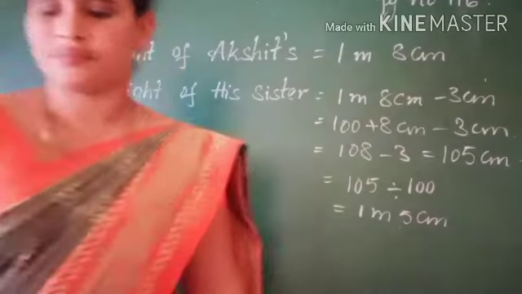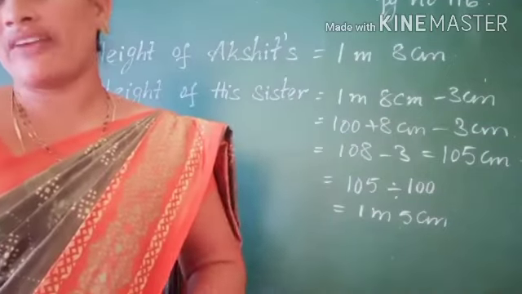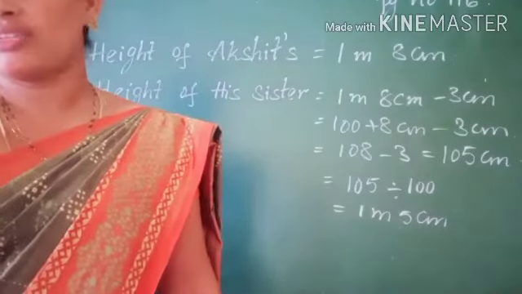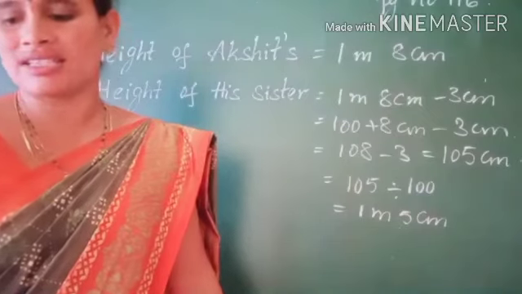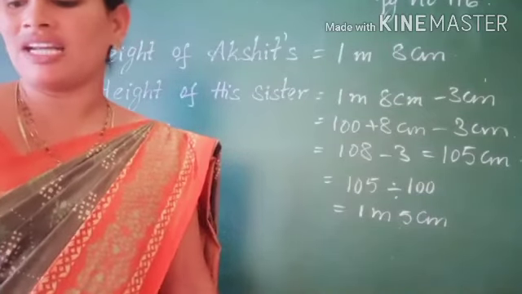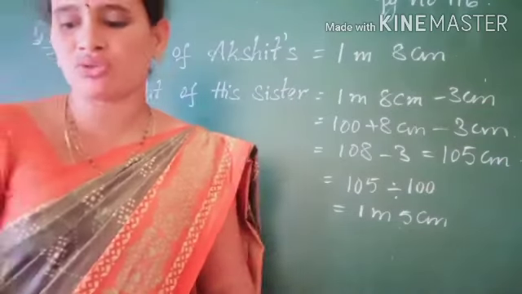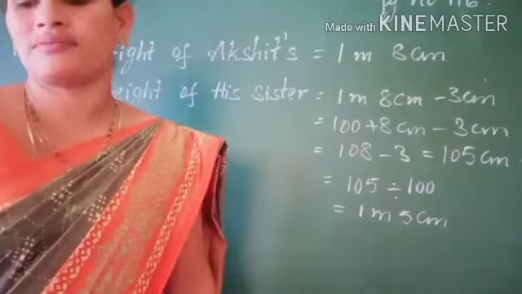Is it clear? Now second story sum. A jar contains 70 liters of juice. The juice is poured into glasses, each of capacity 150 milliliters. How many glasses can be completely filled with the juice, and how much juice would be left in the jar?